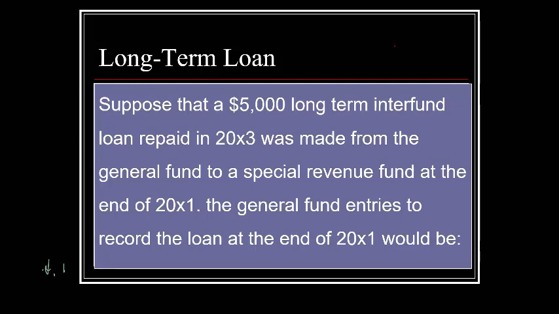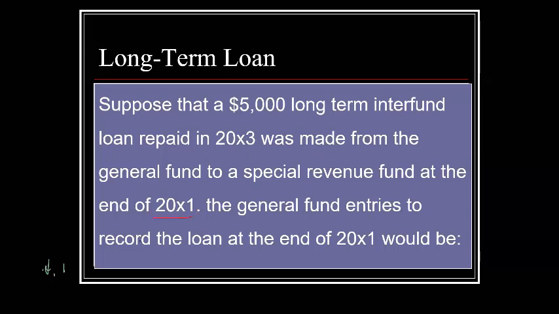In our scope in that course, we are going to talk about the long-term loan and the main financial statements to be prepared by us, which is the statement of revenue, expenditure and change in the fund type balance. Before I go to the statement, I will take this transaction: suppose that a 5,000 long-term inter-fund loan repaid in 2003 was made from the general fund to the special revenue fund at the end of 2001.